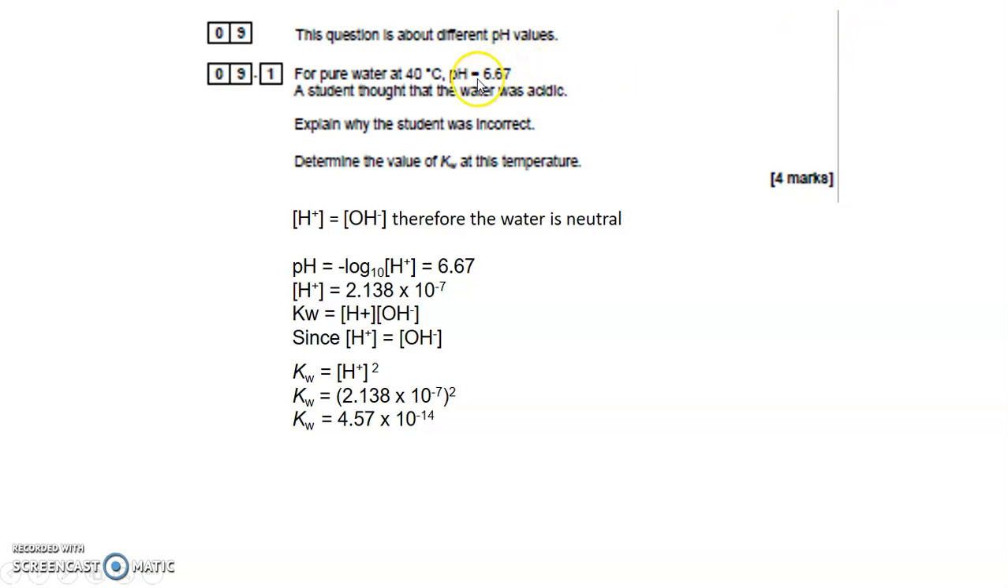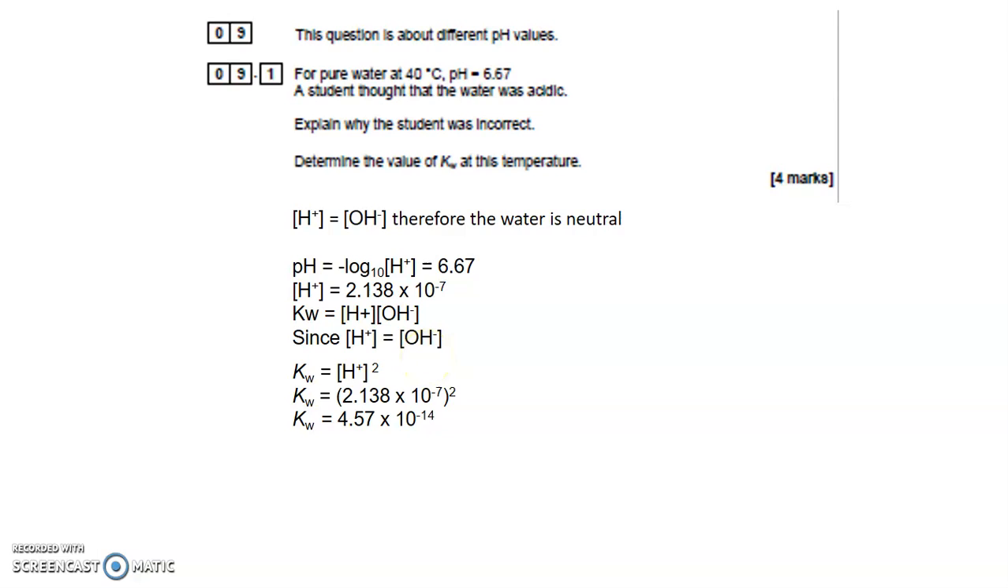The 6.67 pH is misleading. The 6.67 is minus log to the base 10 of hydrogen ion concentration. So pH is minus log to the base 10 of hydrogen ion concentration equals 6.67. I want to find the H plus concentration from that. So if I inverse both signs, log 10 of hydrogen ion concentration now equals minus 6.67, and I inverse log minus 6.67, I find out the H plus concentration is 2.138 times 10 to the minus 7.